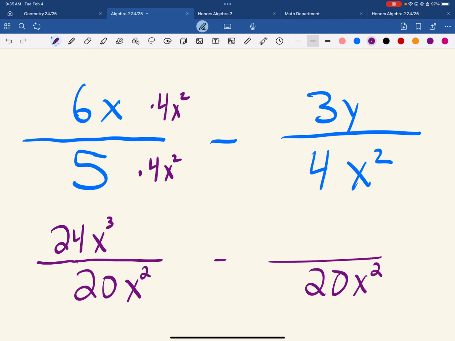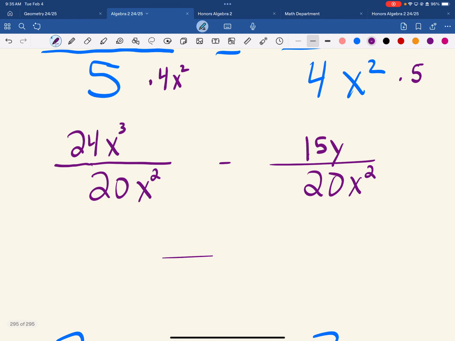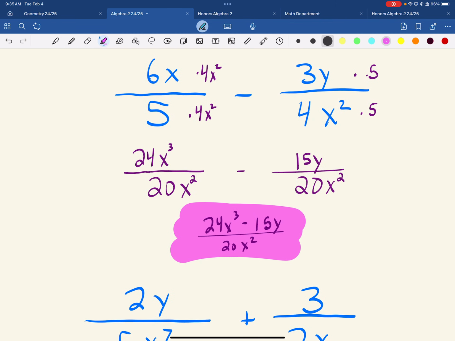Go to the other side. I got to get the 4 to be 20. So that's times 5. 5 times 4x squared is 20x squared. That works. So this becomes 15y. 3y times 5 is 15y. Denominator is now the same. So that's 20x squared. Combine like terms. Make sure we subtract. They don't combine. There's our solution. And we're done. It all becomes about being able to get that common denominator when we're doing these. Any questions with the second one?